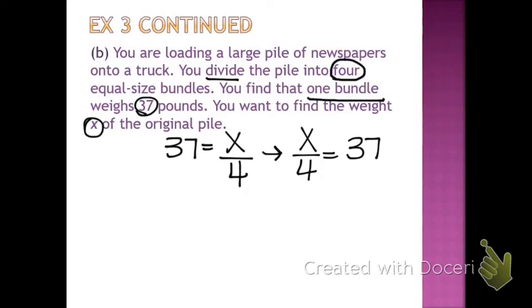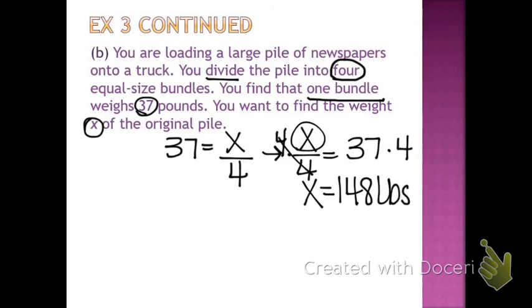Now, what's the variable that we're trying to isolate? X. And what's keeping X from being by itself? 4. So how do we move the 4? Times it by 4. We multiply both sides by 4. So again, these 4's cancel, and X equals, what's 37 times 4? 148. But be careful. We need a label. What did we just find? We found pounds. We found the weight of the original pile, right? The weight. So pounds would be your label. LBS.